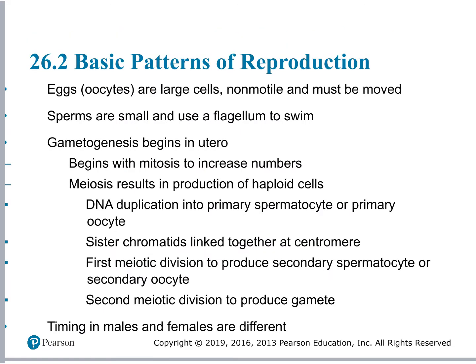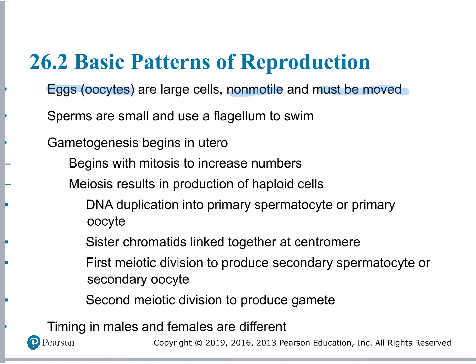All right, so the next section is about basic patterns of reproduction. We're going to talk a little bit about gametogenesis, the formation of the gametes. We have egg cells. The egg cells are the largest of the human cells. They're also called oocytes or ova. These large cells are non-motile. That means they do not move on their own, so they have to be moved.